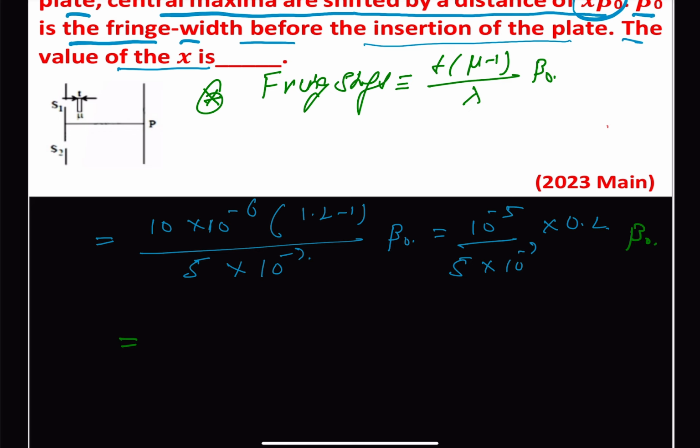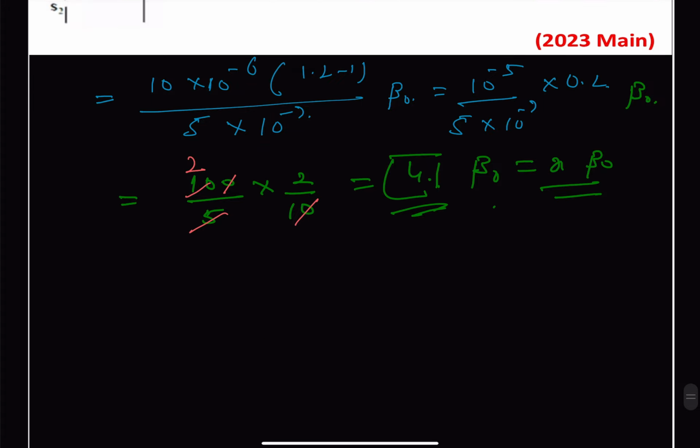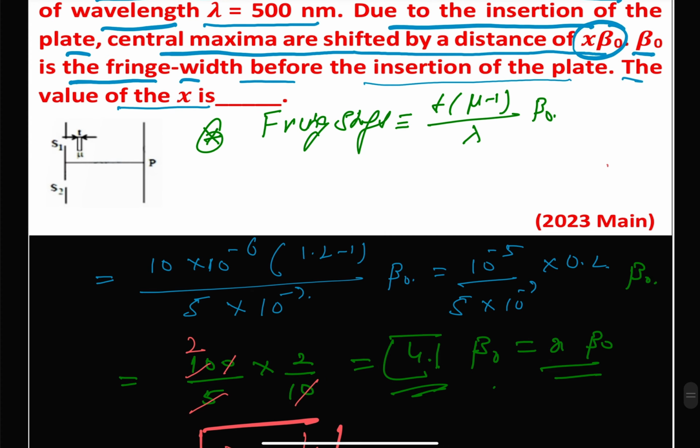So this is our 100 divided by 5 multiply by 2 divided by 10. This goes by 0 and this goes by 2, so we come to this as 4, and 4 times beta naught, so this is our x times beta naught. Therefore we get that our value of x is equal to 4. So value of x is 4.